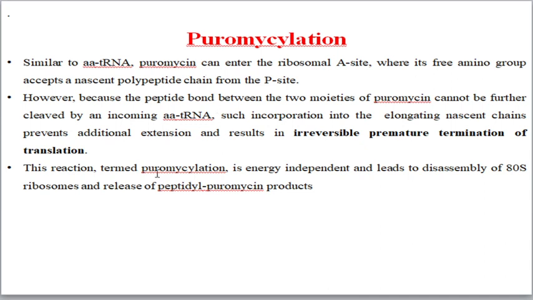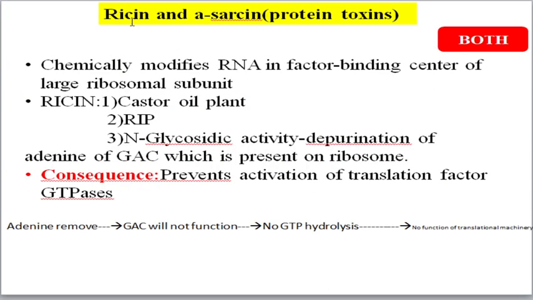This process is called puromycylation. It is again an energy-independent process. As a result, it will lead to disassembly of the ribosomal subunits, and it will also release the peptidyl-puromycin product. Okay, so next is with respect to the toxins, ricin and alpha-sarcin.